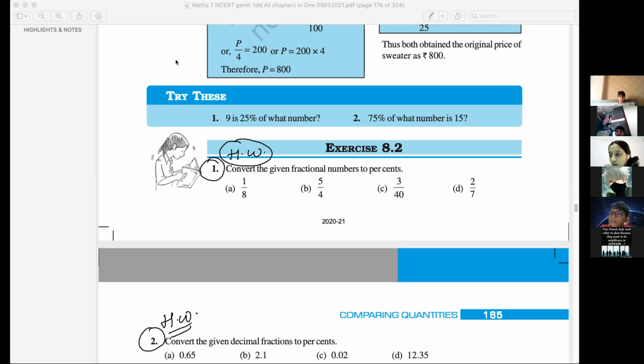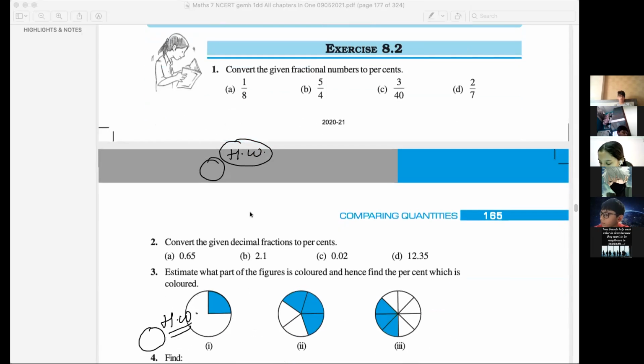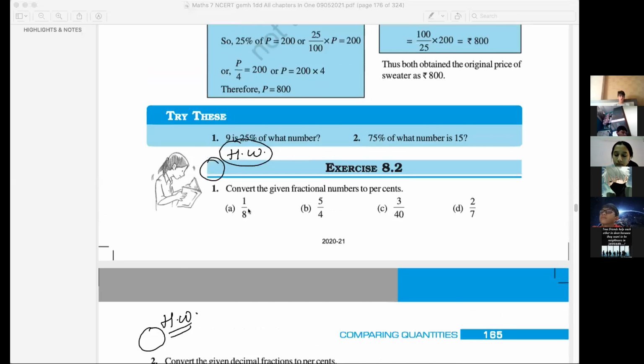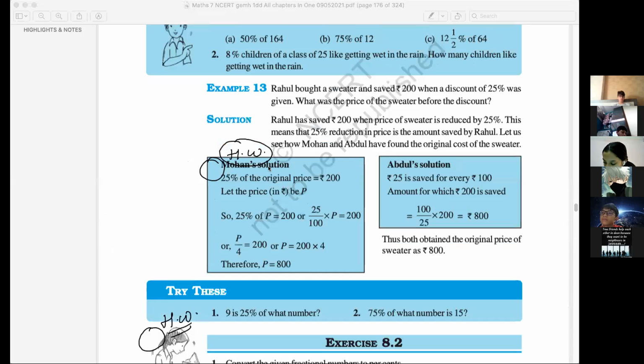Will be able to do? What is the method? Multiply, ma'am, by 100. Multiply by 100. And simplify, put the percent sign. In the second one also you have to multiply by 100. All the questions you have to multiply by 100 to convert it into percentage. Okay. Will you be able to do? Yes, ma'am. Yes. Okay. For now, just do this one.